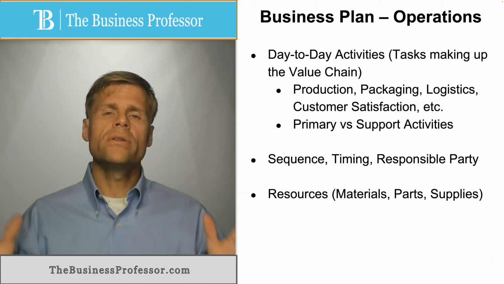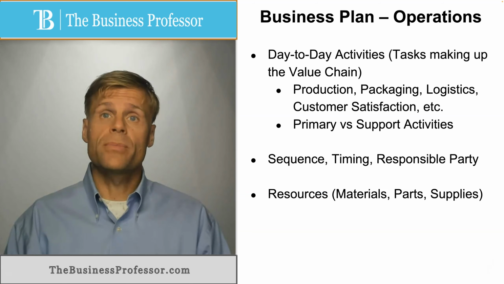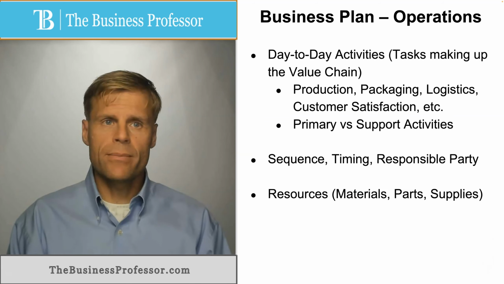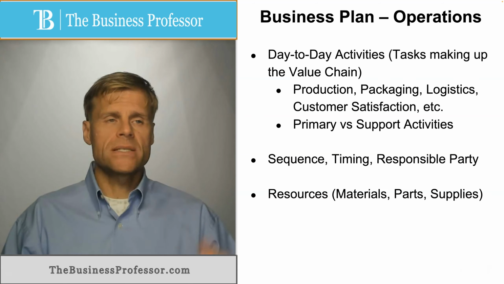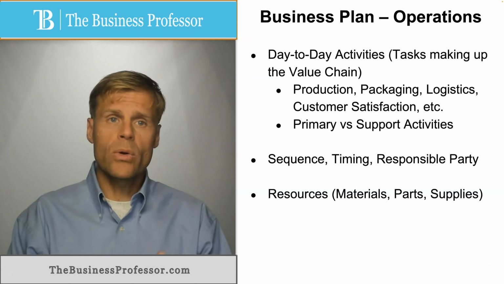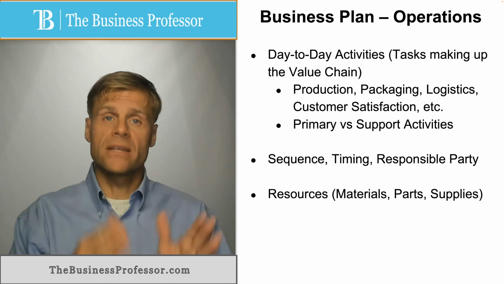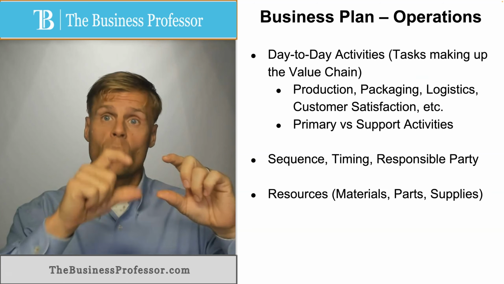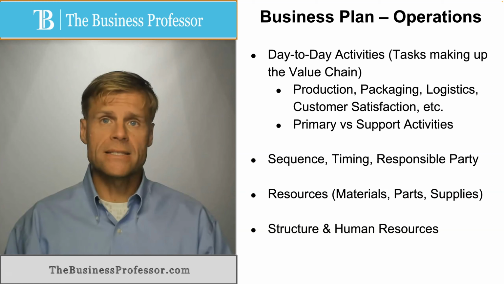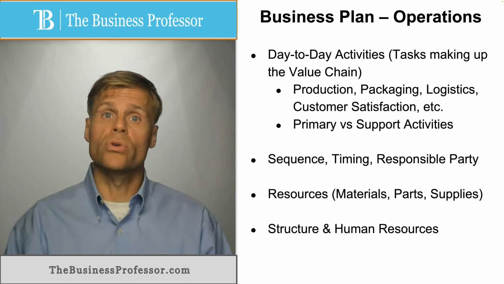Next, you're going to look at all of the resources you need at each of the steps in the value delivery process, whether it's raw materials, parts, supplies, machining and equipment, packaging, other things of that nature, computer systems, whatnot. All of the materials, all of the equipment, all of the otherwise physical resources that you will need to carry out each of these steps, along with the sequence and timing as to when those resources will be needed in the process.